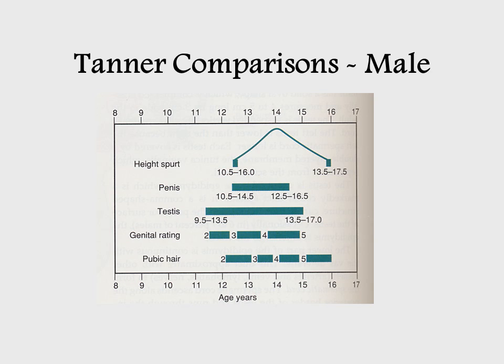When we look at boys, the first changes are usually with growth of the testes, followed by development of pubic hair. The genital ratings are stages 1 through 5 on the Tanner stage, and you can see how that corresponds to both height and growth and development. Again, usually the height spurt peaks around age 14, and then you see a slowing of the rest of the growth and development after that.